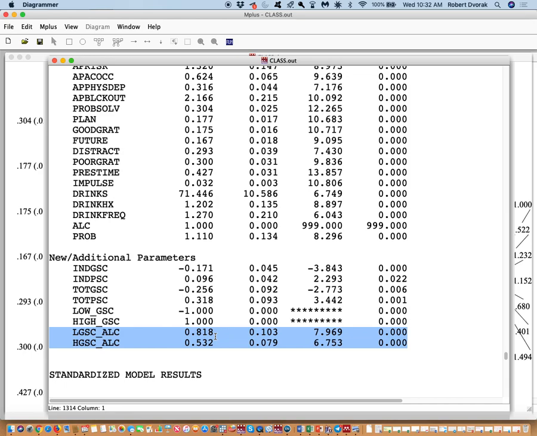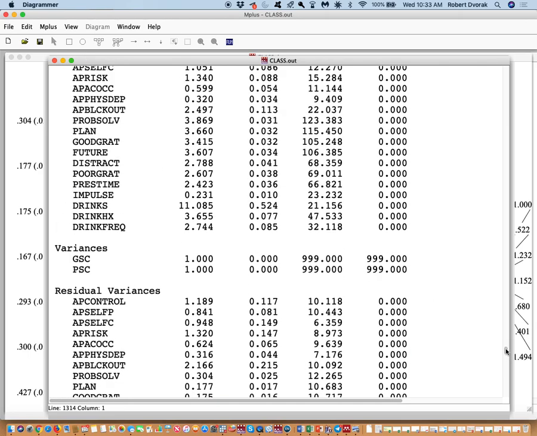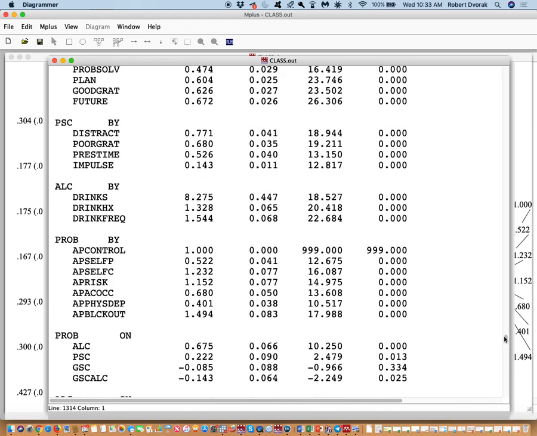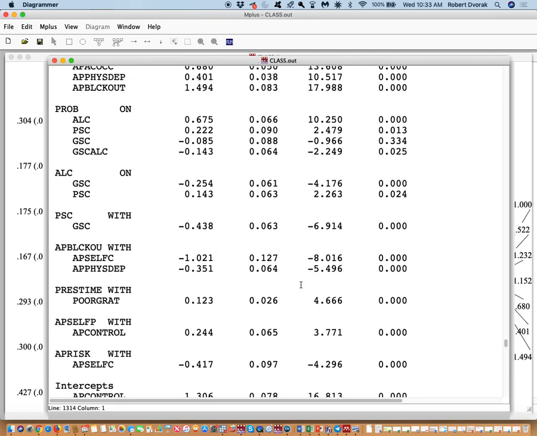There's a low value at plus 1 standard deviation of the self-control moderator. Okay, so it's the relationship between what and what at what? The relationship between alcohol use and alcohol problems at high and low self-control. Perfect. So let's first look at the relationship between alcohol use and alcohol problems up here. The relationship between alcohol use and alcohol problems is 0.675.